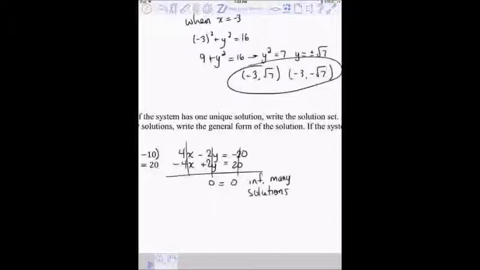If there are, the directions say if there are infinitely many solutions, then you write the general form of the solution. I called that parameterize. If there are only two variables, x and y, then the convention is to let x equal t. Let me write that again. Let x equal t.